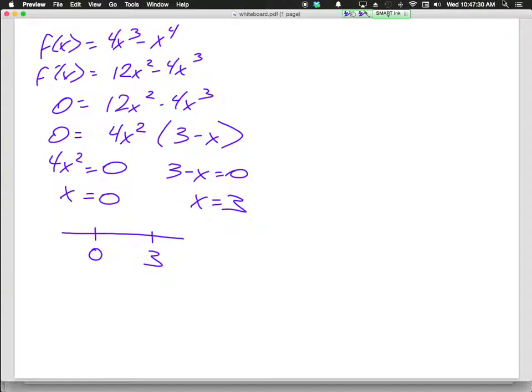The easiest thing to plug in is 1. Whenever you can plug in 1 or 0, that's the best thing to plug in. If I plug in 1, this right here is positive, and this right here is positive, so the combination of the two is positive. So that section is positive. Kaylee, what's the section to the right of 3 going to be, positive or negative, and why? Negative. There's no multiplicity on 3. What about 0?